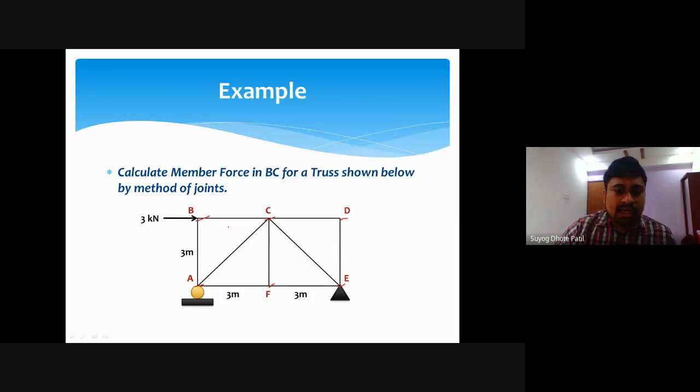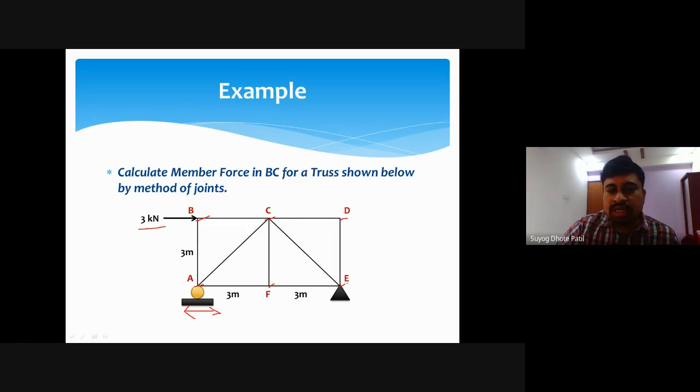The notations are A, B, C, D, E, and F. At joint B there is a horizontal force of 3 kilonewton, and at joints C, D, E, F, and A there are no forces. If we think about supports, at joint A there is a roller support, which can move in the horizontal direction but not in the vertical direction. It is restricted in vertical movement and is only movable in the horizontal direction.